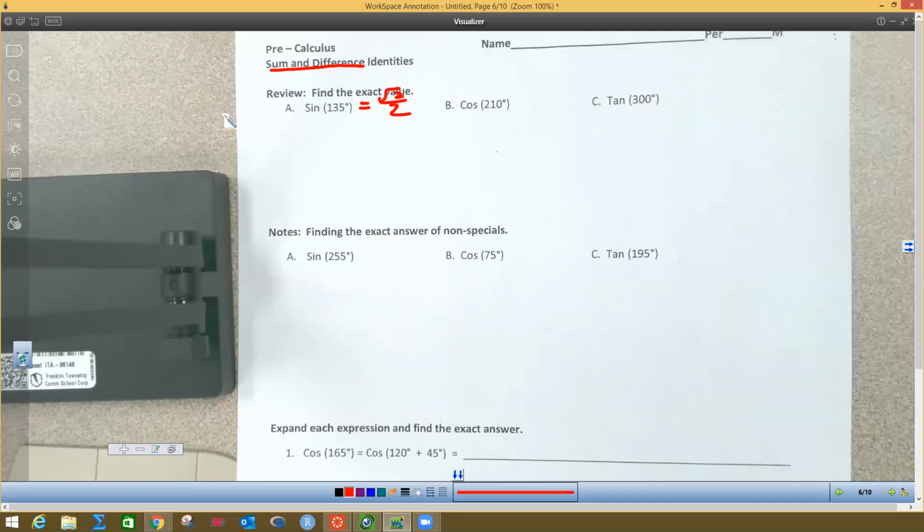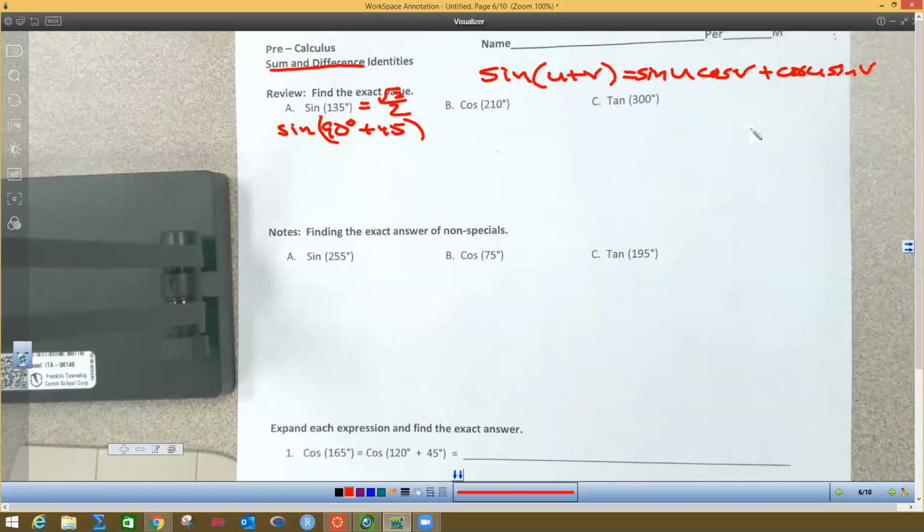90 plus 45. So we are going to rewrite this as the sine of 90 plus 45. So is this a sum or difference problem? This is a sum problem. So your identity that's on your sum for sine of u plus v says this. It says it's the sine of the first angle, cosine of the second angle, plus cosine of the first angle, sine of the second angle. That's what you got for that identity.